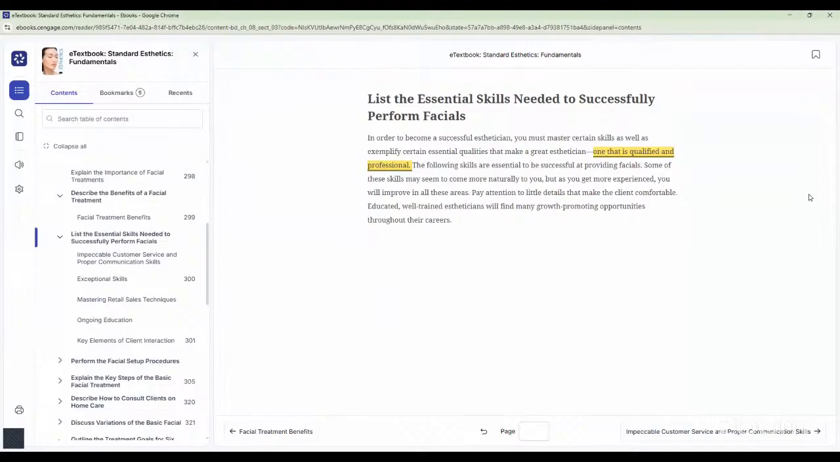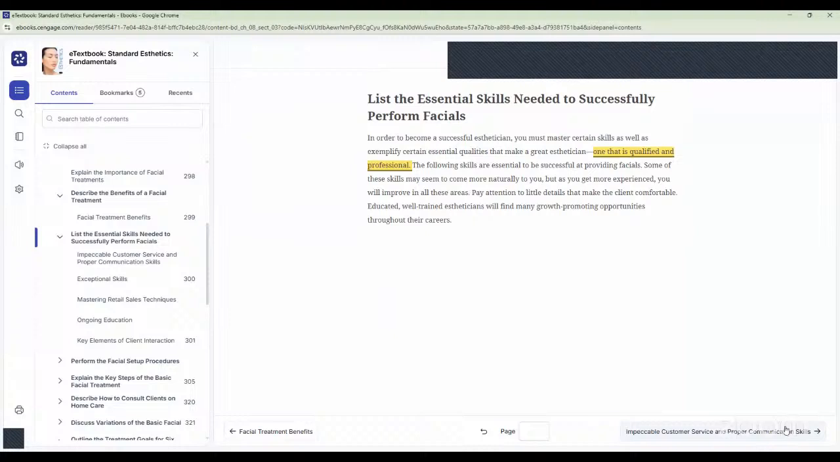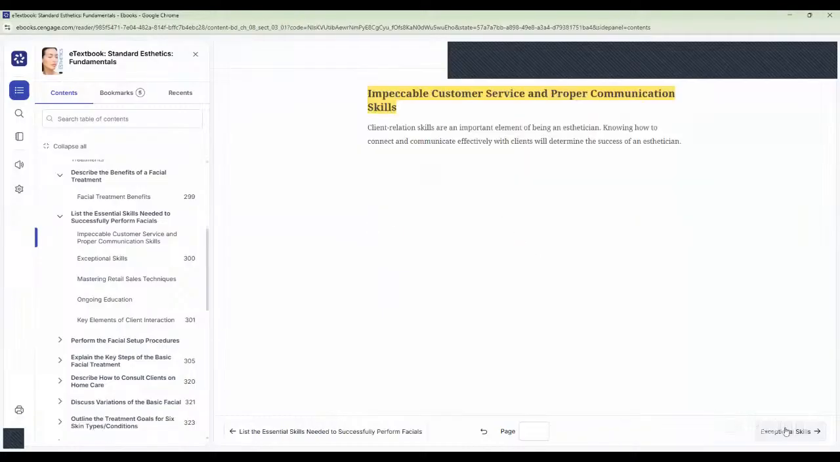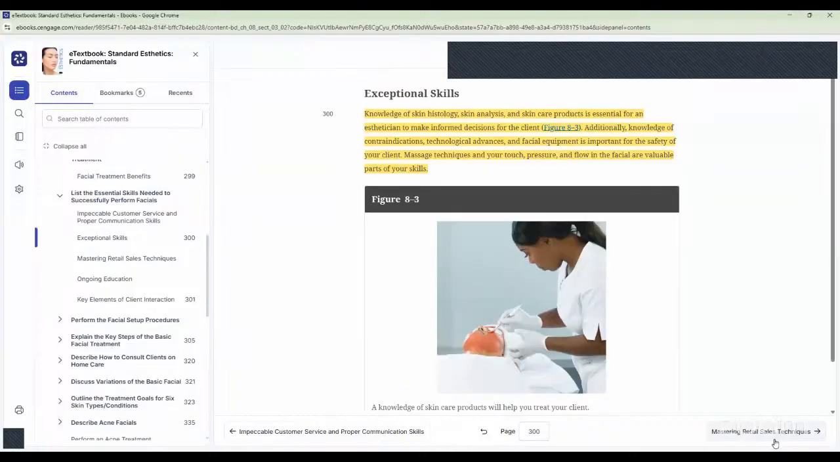All right. So we want to make sure that our head is not just in the clouds, that we're performing great services and we're popular, but we also have a great knowledge base as well. When to use and what to use. Making sure our customer service and proper communication skills are going to be essential as well. Okay, let's look at some exceptional skills.